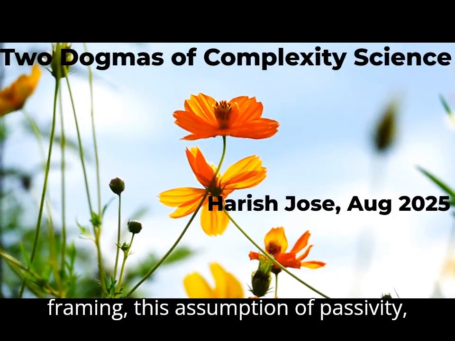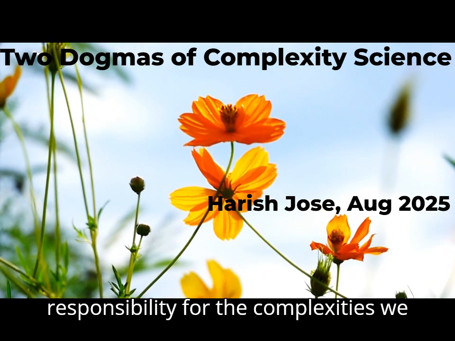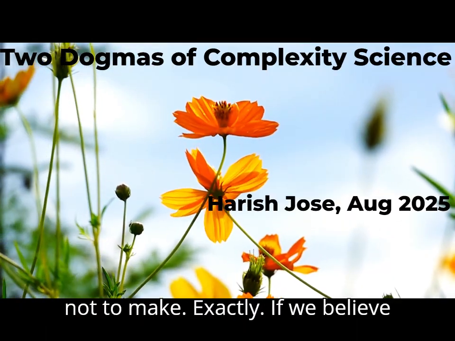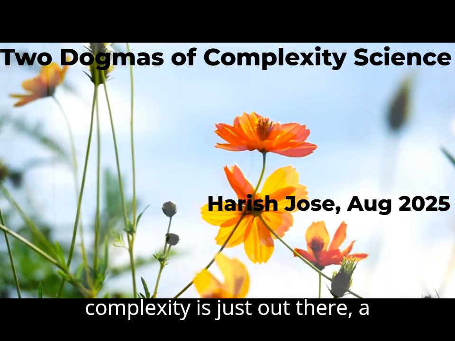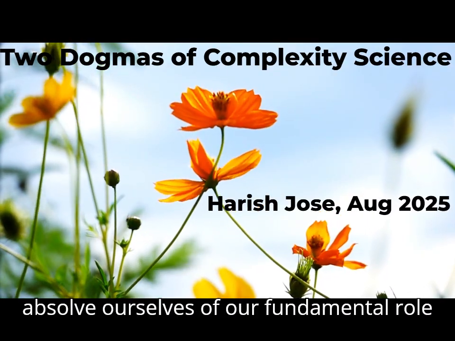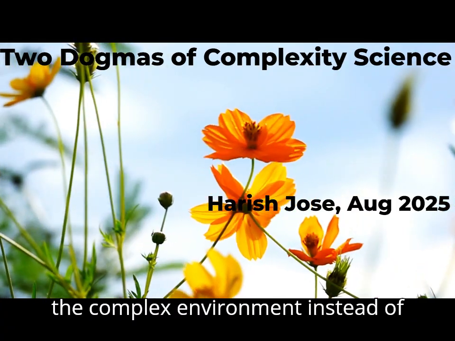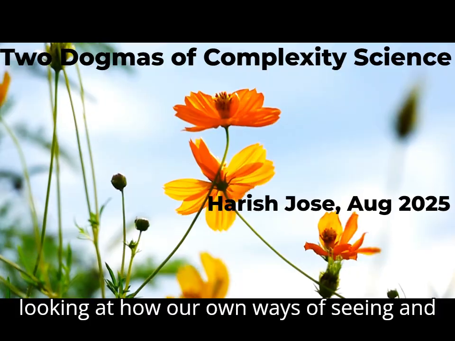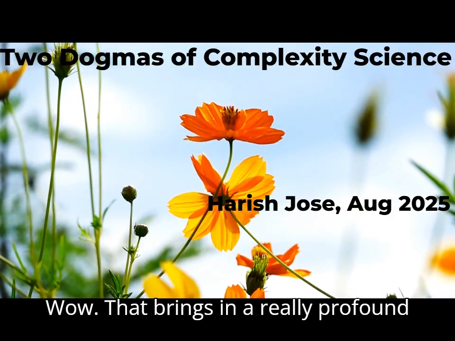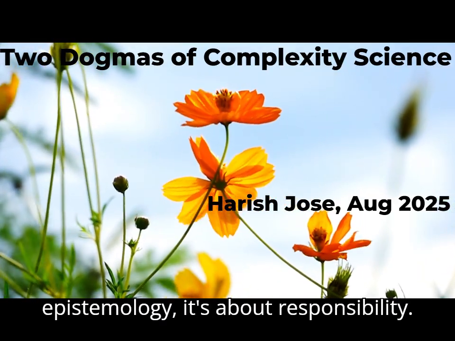And this framing, this assumption of passivity, deeply obscures our responsibility. Our responsibility for the complexities we enact, for the consequences of the distinctions we choose to make or choose not to make. Exactly. If we believe complexity is just out there, a given feature of the world, then we absolve ourselves of our fundamental role in its manifestation. We can just blame the complex environment instead of looking at how our own ways of seeing and acting are contributing to the situation. Wow. That brings in a really profound ethical dimension to this whole discussion. It's not just about epistemology, it's about responsibility.